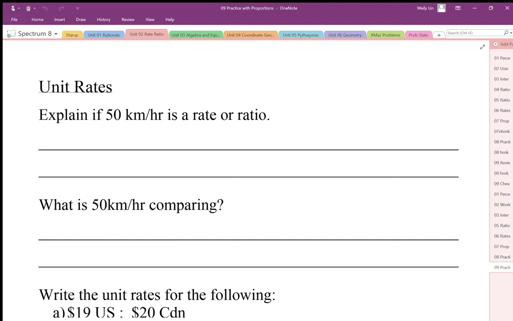So when we look at 50 kilometers an hour, is this a rate or a ratio? Well, certainly it's a rate because we're comparing 50 kilometers per hour, so kilometers to hours. But is it also a ratio? And the answer to that would be yes, because essentially rates and ratios are the same thing. So we're going to write here the answer is both.